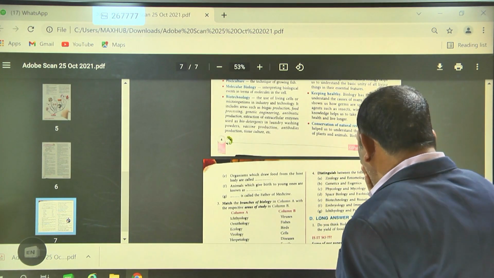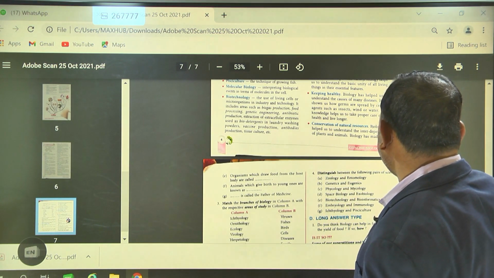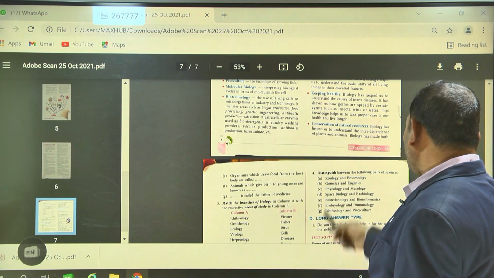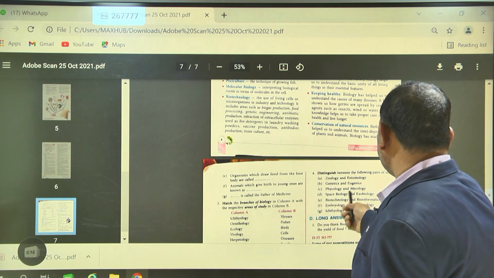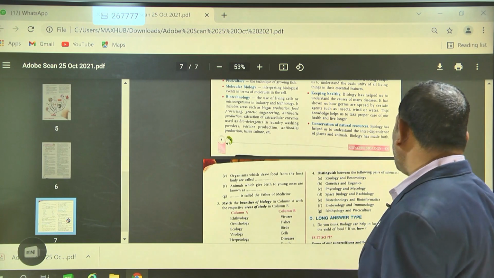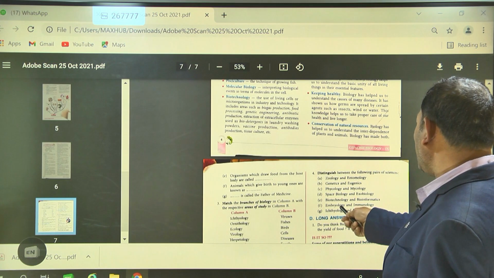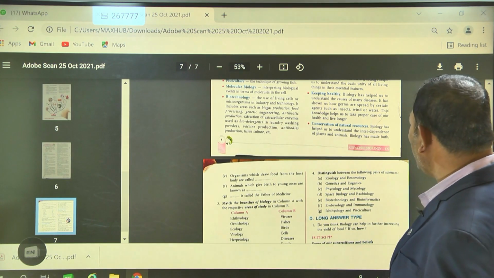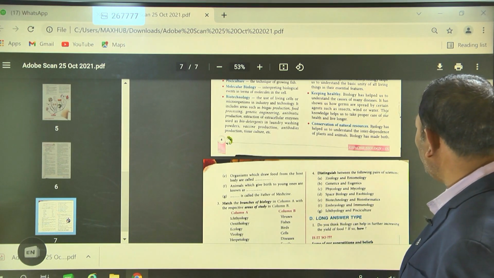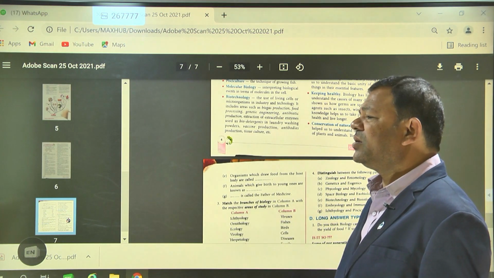Here, distinguish between the following pairs of sciences: zoology, study of the animals; entomology, study of insects. Phycology and mycology, study of the algae and fungi. Ichthyology, study of the fishes; pisciculture, culture of the fishes; embryology, study of the embryo; immunology, study of the immune system; biotechnology, study of technology in biology. So this is the introduction part of biology.